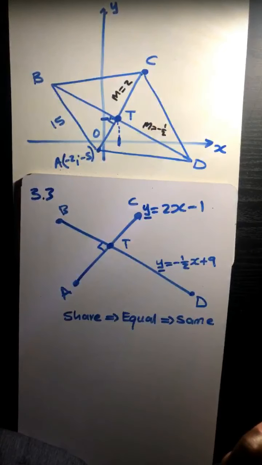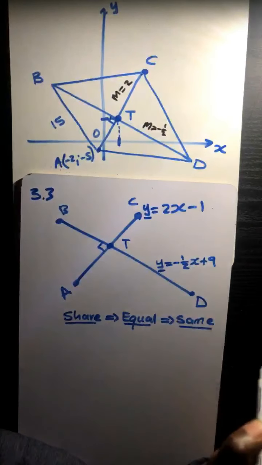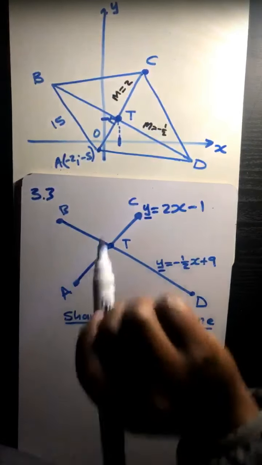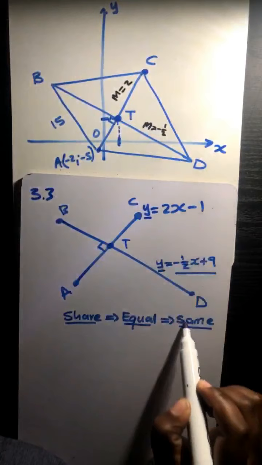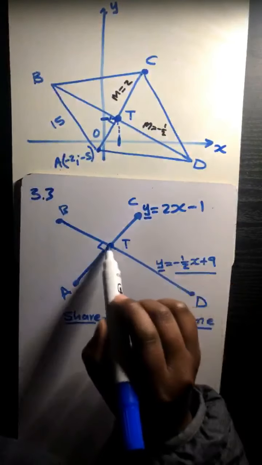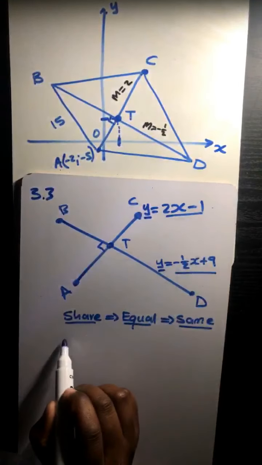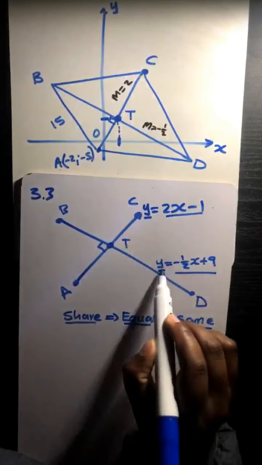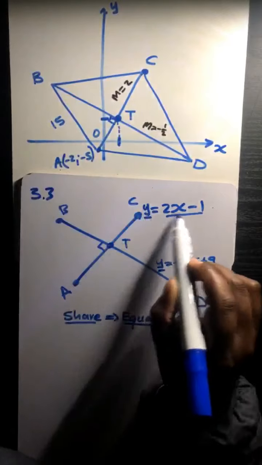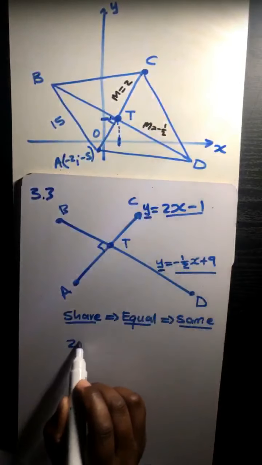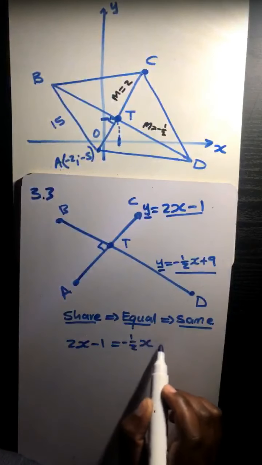In other words, what does it mean? You can choose whether you'll use the word share, equal, or same as a reminder. But what it means, Mr. Lozuku, is that this equation is equal to, or the same as, or shares the coordinates with that other one over there, which means you can say this is equal to that, and of course this is just y, this is just y, so you can equate these two, meaning you are going to have 2x minus 1 is equal to negative 1 over 2x plus 9.